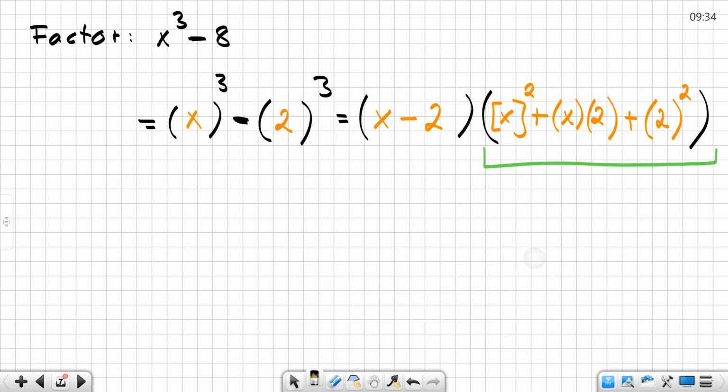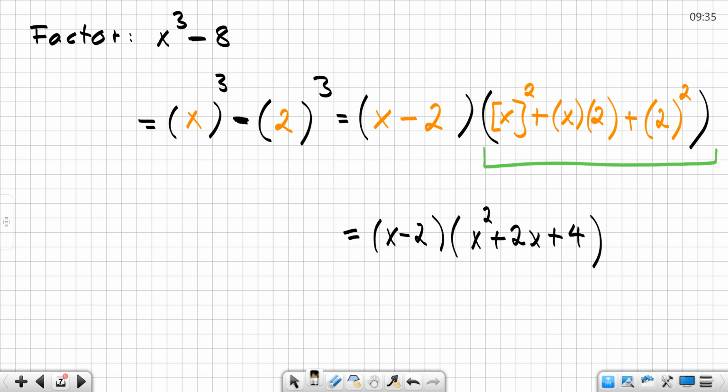And if I simplify this, let me now write everything in black, I get x minus 2 times x squared plus 2x plus 4. And that will be it.